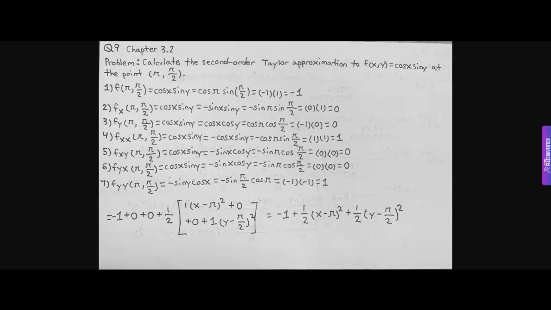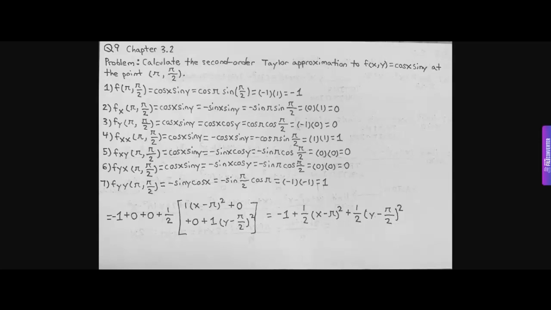So my third step was to do the partial derivative with respect to y of pi comma pi over 2. Again, I just took the derivative with respect to y. So this time cosine x sine y becomes cosine x cosine y. Plugging in our x and y values, I get cosine pi times cosine pi over 2, which gives us -1 times 0, which gives us 0 in the end.